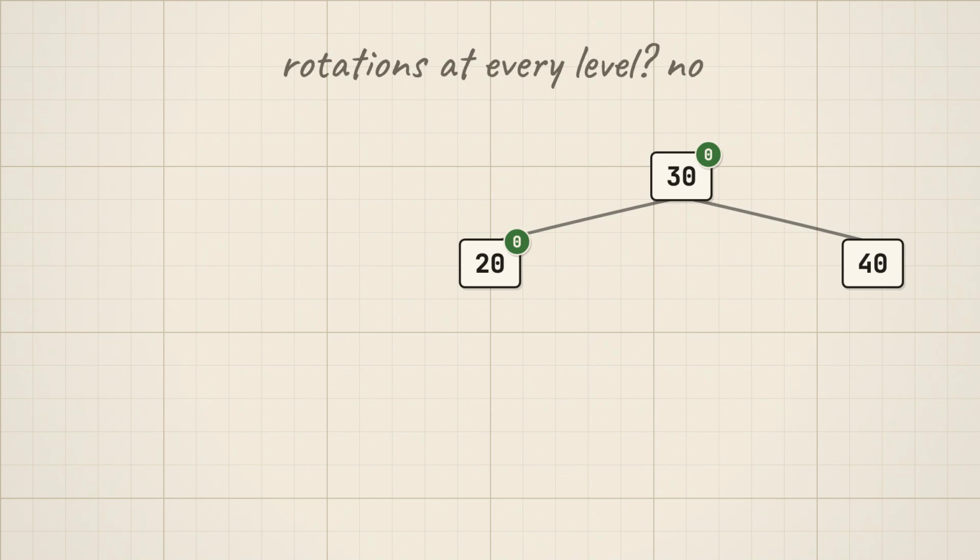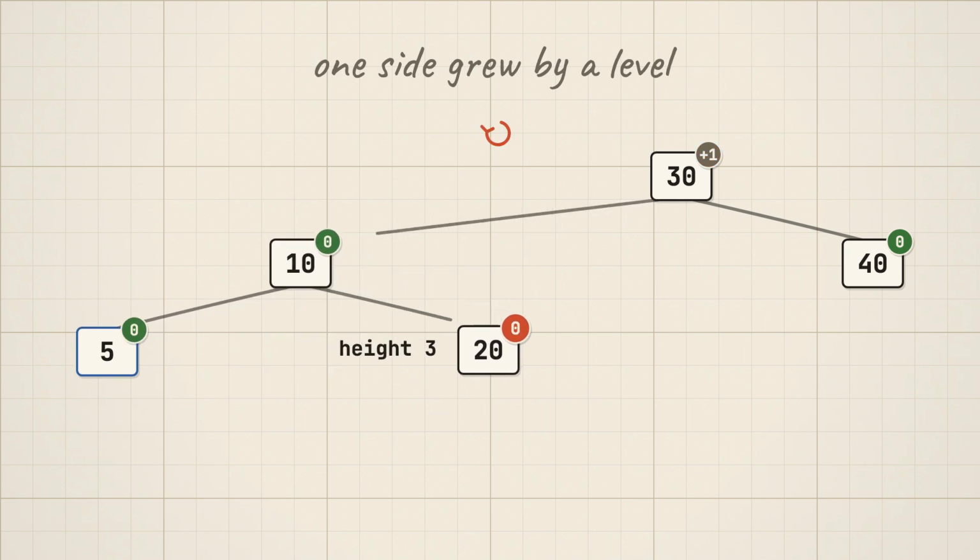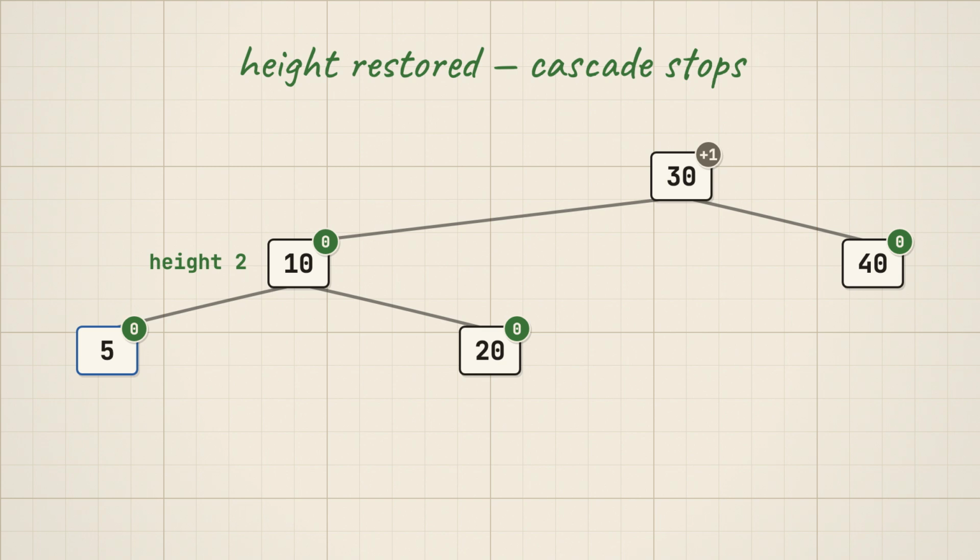No. Before the insertion, this subtree had a valid height. The new key increased one side by one level. When we repair the first broken node, the repaired subtree returns to the height it had before the insertion. Since its height has returned to normal, nothing above it becomes newly unbalanced. So AVL insertion needs at most one repair location. A straight line uses 1 rotation. A zigzag uses 2. The complete insertion still takes about log n steps, but it uses at most 2 rotations.